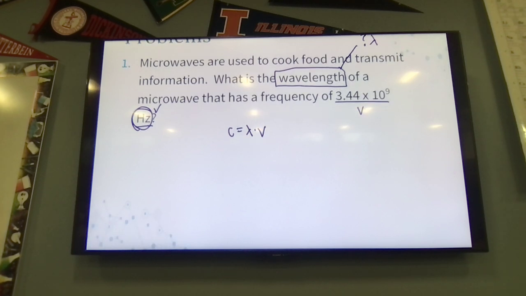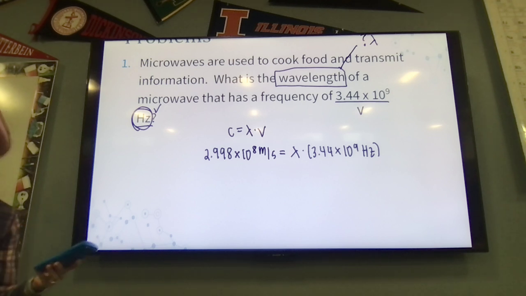Now we'll plug our numbers in. C is always 2.998 times 10 to the 8th. That doesn't change. Meters per second. On the other side, we don't know the upside down backwards y, so we'll leave it as the symbol. Or put an X if you don't like the weird Greek letters. And then times 3.44 times 10 to the 9th hertz. How are you going to solve? Divide.